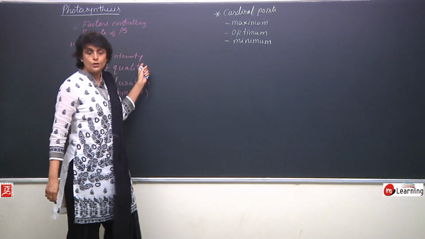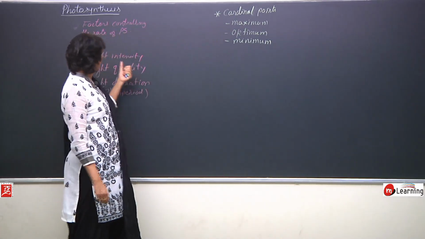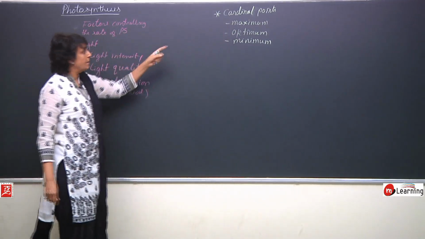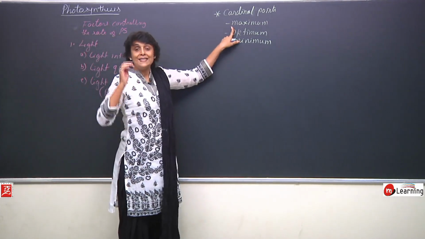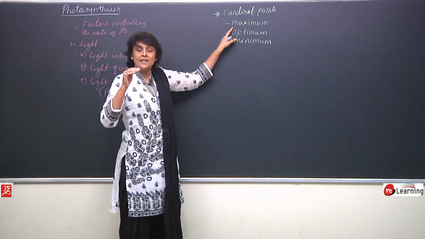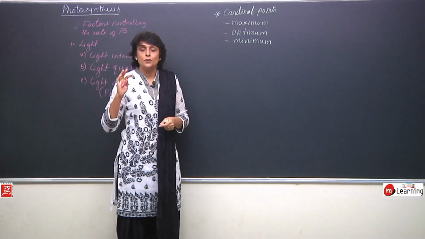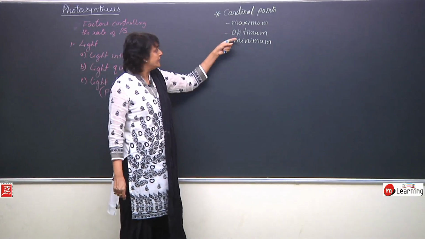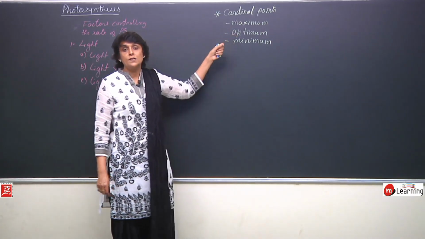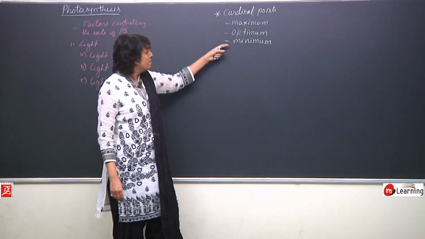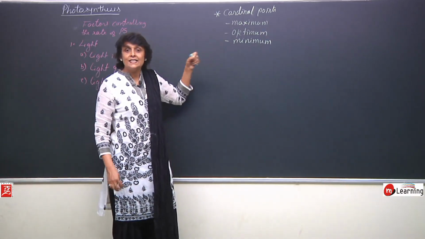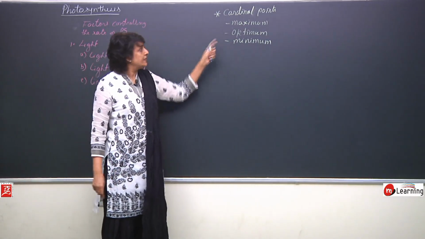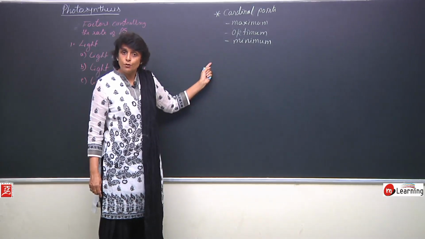This means that every factor has three stages which affect the rate of any process. If we are talking of photosynthesis here and the cardinal points for light, if we take light intensity, what would be the maximum? It is that maximum light intensity beyond which the rate of photosynthesis will stop. What is optimum? It is that light intensity at which the rate of photosynthesis is maximum. Minimum, it is that light intensity below which photosynthesis will stop. So, for every factor, there are 3 points which we have to discuss.